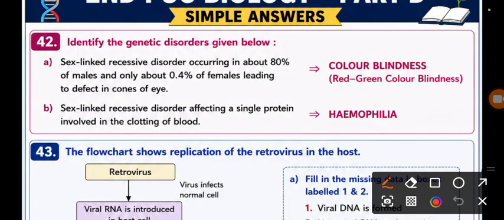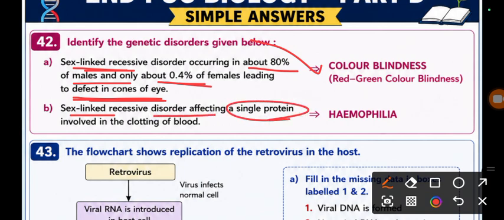Next, we have 42nd question. The sex-linked recessive disorder occurring in about 8% of the males and only 0.4% of the females, leading to defect in cones of the eye, is color blindness. And sex-linked recessive disorder affecting a single protein involved in clotting of the blood, that is hemophilia.